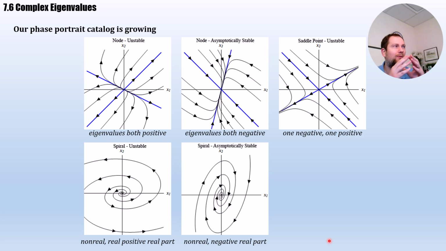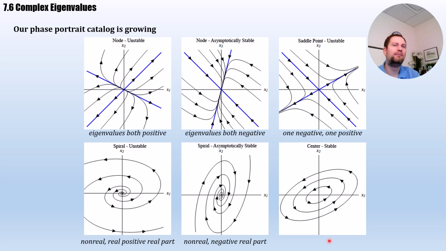Now, what's the last thing that could happen? Did you think about this? Well, what would happen? Could you not spiral in or out somehow? And the answer is yes. How does that happen? Before I reveal it, can you make a guess?